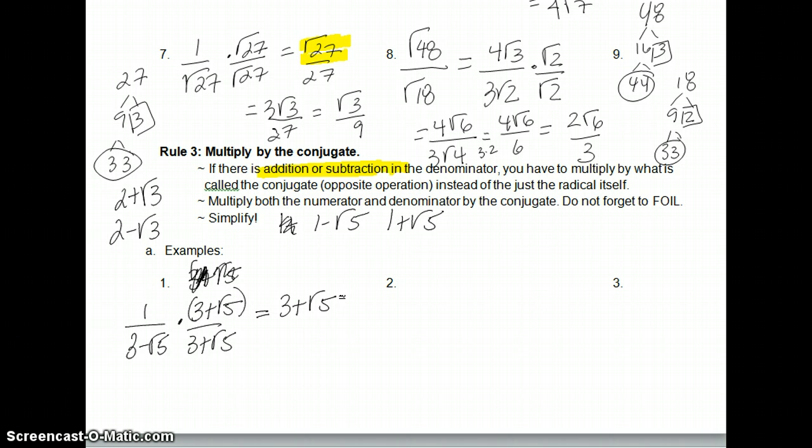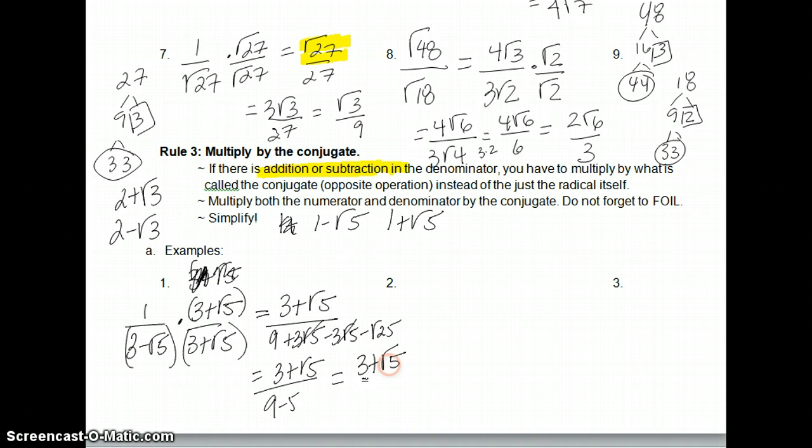In the denominator, however, you have to remember to FOIL, or in other words, multiply it out. So this is going to be 9 plus 3 root 5 minus 3 root 5 minus root 25. So that gives me 3 plus root 5. These cancel out. 9 minus 5 will give you 4. So your final answer is 3 plus root 5 over 4.